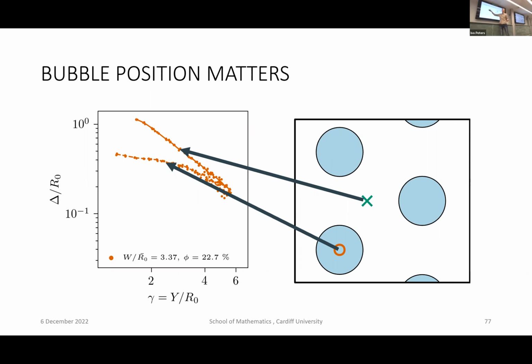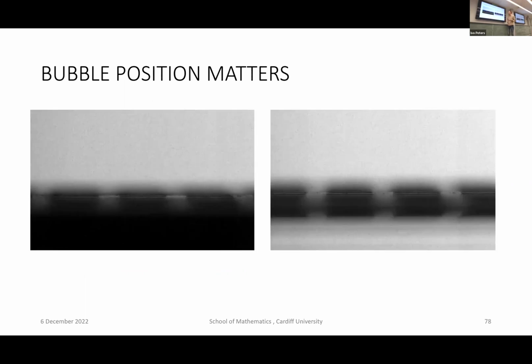But this part is, of course, bad news if you want to make some kind of simplified model for this. There's one parameter that I'm showing here, which is W over R naught. It's basically the ratio of the size of the hole over the bubble size. So in this case, the hole is quite a bit bigger than the size of a bubble. So that's, of course, something that matters.